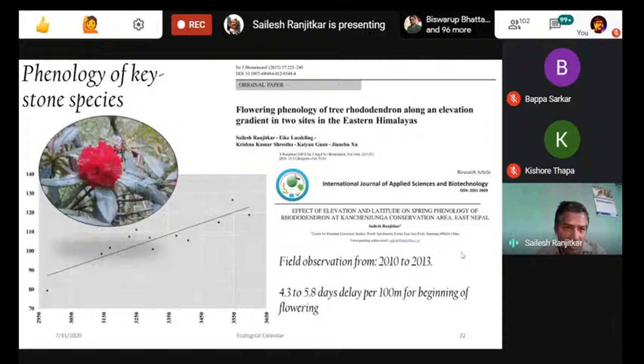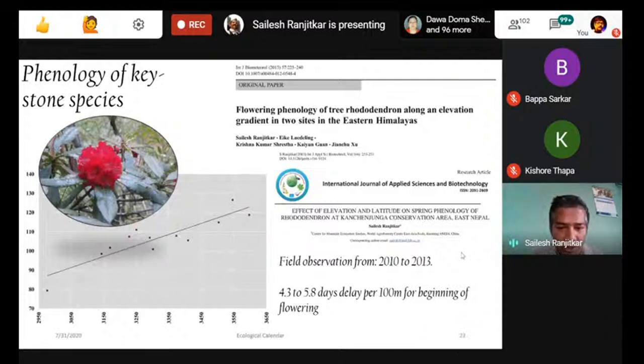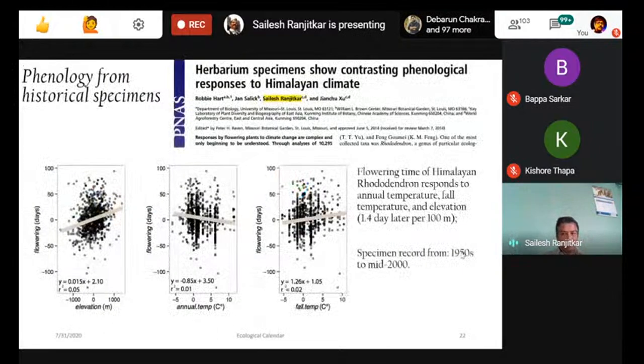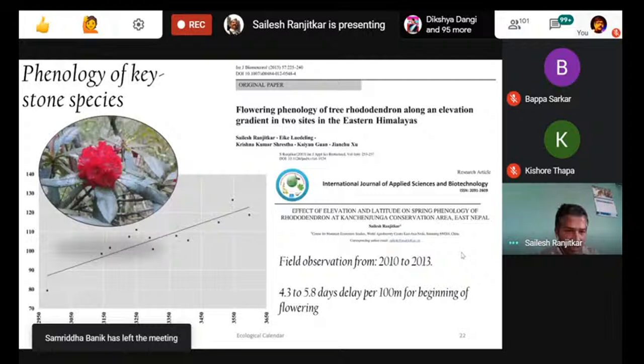This was carried out sometime between 2010 and 2013, and this is a publication where I led the paper. We found around 4.3 to 5.8 days of delay per 100 meters for the beginning of flowering. So from the earlier period, you can see around 2 days per 100 meters. In the latter study, it is almost a 5-day delay per 100 meters. So at higher elevation, warming is probably delayed compared to the lower elevation, where it is quite faster.